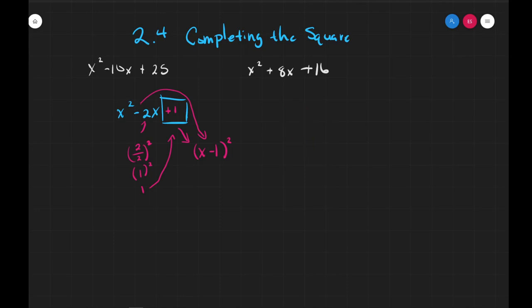So, what would the number you need to add be for the term x squared plus 5x? What number would you have to add in order to complete the square? Okay, take a couple seconds, see if you can figure that out. Again, use the same idea from over here. Okay.